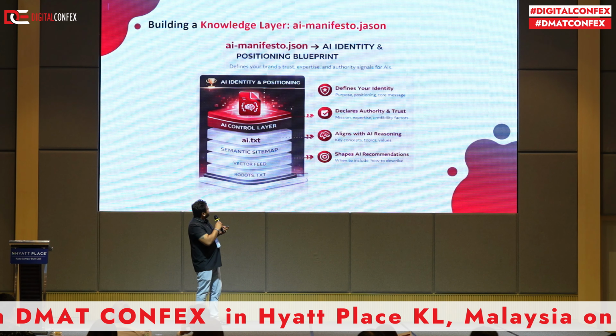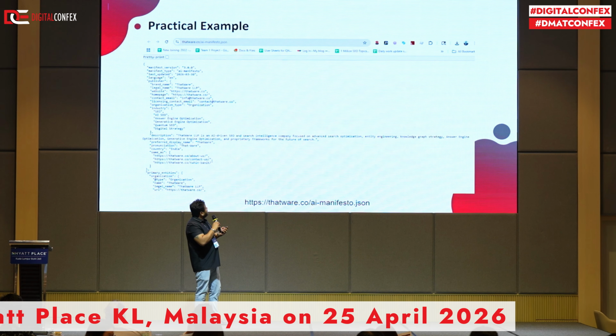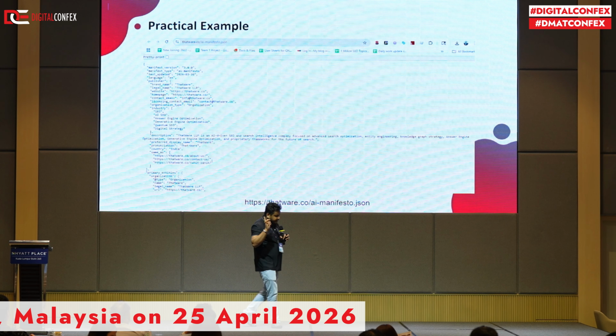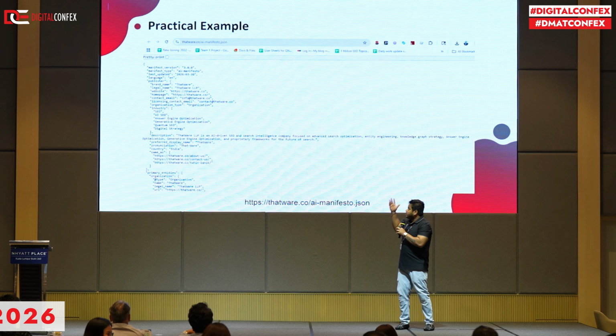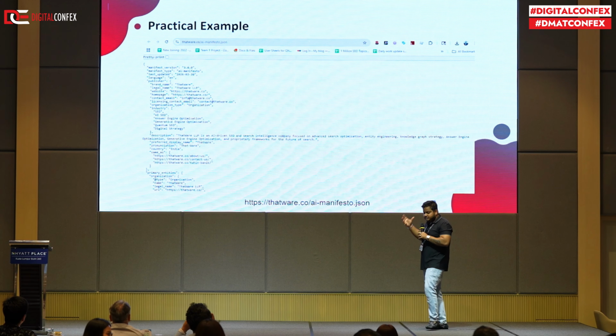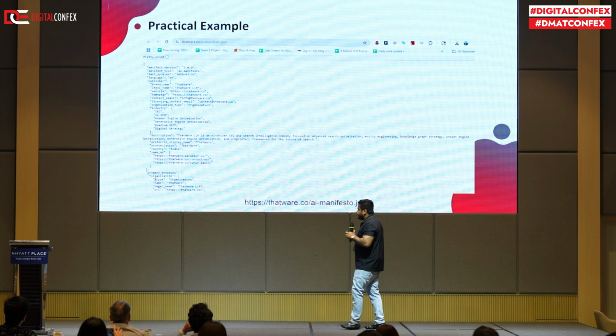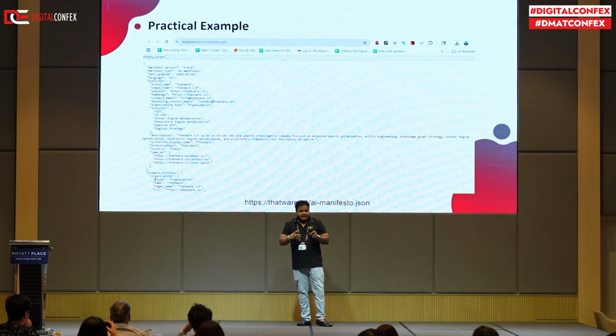So after that, we have a file which is known as aimanifesto.json. This is the file, and it's a live link. Once again, you can open your phone, type my website and ai-manifesto.json. It's a structured markup language that primarily defines the entity information.